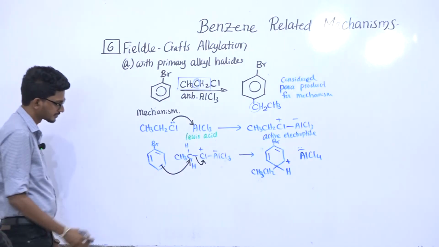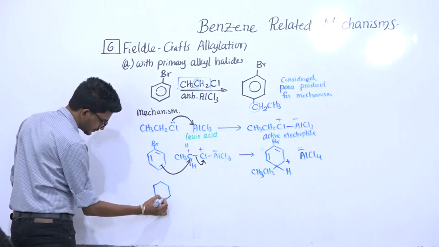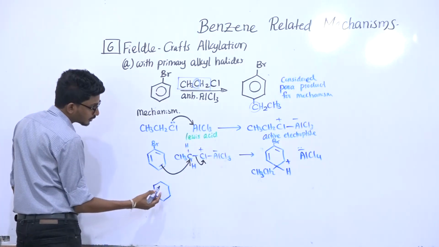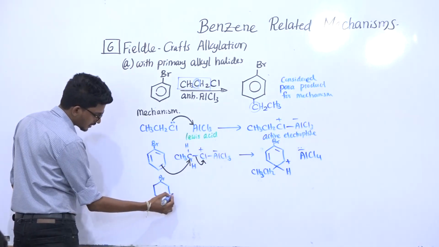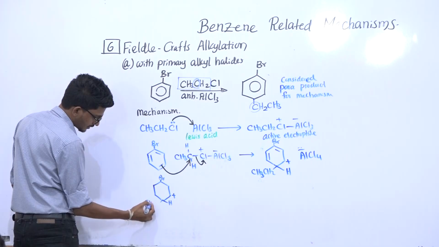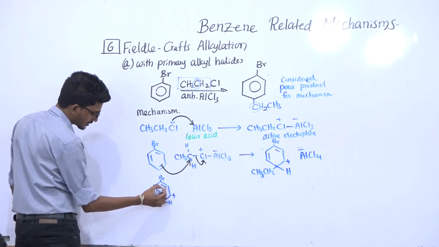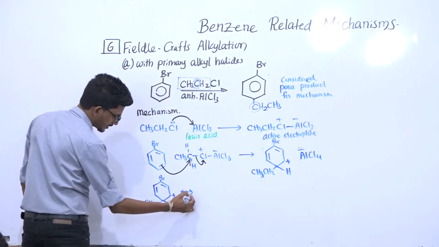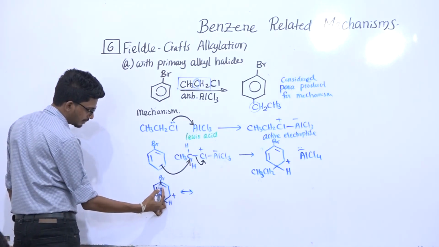Third step, resonance stabilization of the arenium ion. So you have the Br, right? Positive charge here, H here, CH3, CH2 here. So first write the same structure, then resonance stabilization, right? To neutralize this positive charge, these electrons come here, so that this will become positive.